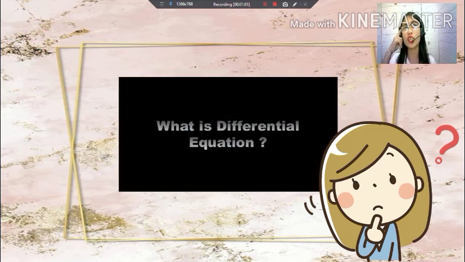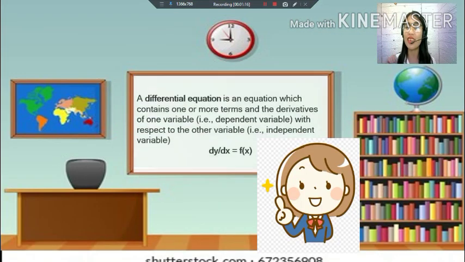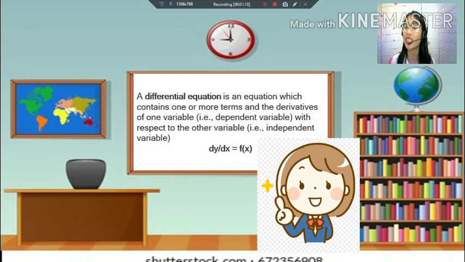When we hear differential equation, what words come into your mind? What is a differential equation? For today's video, we'll also learn the meaning or definition of a differential equation. A differential equation is an equation which contains one or more terms and the derivatives of one variable, for example the dependent variable, with respect to another variable, the independent variable: dy over dx equals f of x.